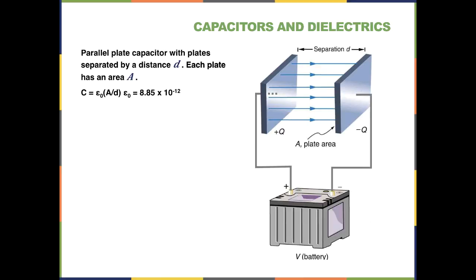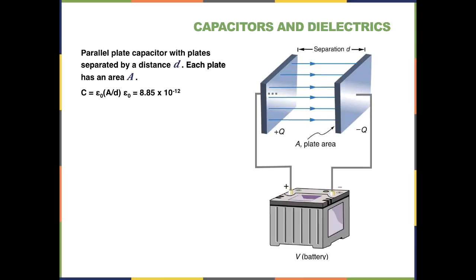Now, as I said before, one of the things that determines the amount of capacitance is the physical characteristics of the capacitor. And this formula shows those physical characteristics. A is the area of the plates, D is the distance between the two plates, and E0 is called permittivity, and it is a function of the material between the two plates.